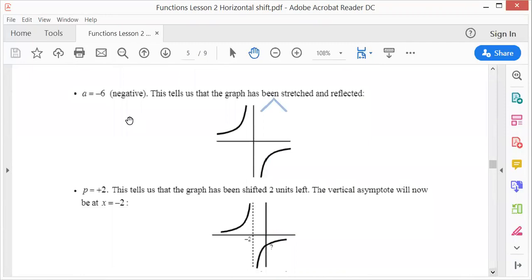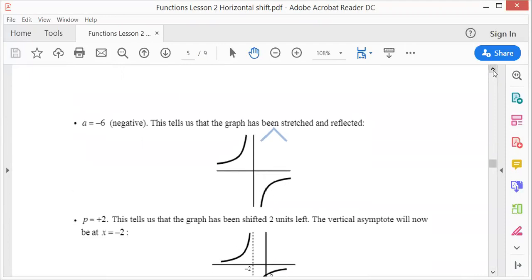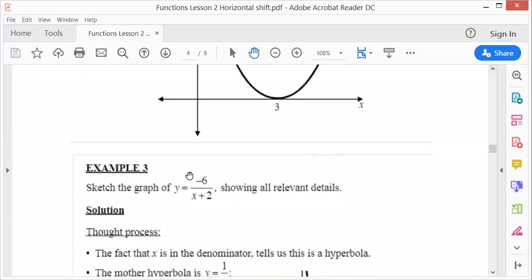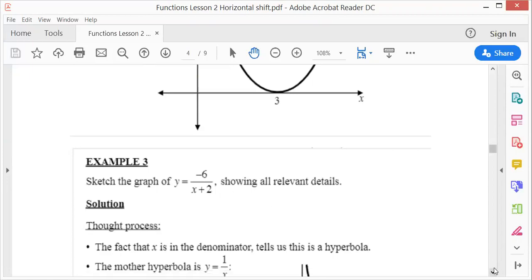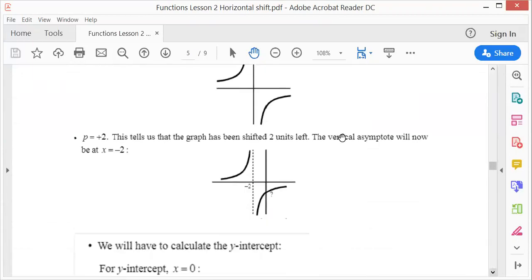Right. If your a value is negative, then the graph will lie in the second and the fourth quadrant. Second and fourth quadrant. And it still doesn't touch the x and y axis. So x and y is still the asymptote. Let's go back to the original equation. So there you are, a is -6. So now we know it is in the second and the fourth quadrant. Right, so that is the first step. That is your mother graph.